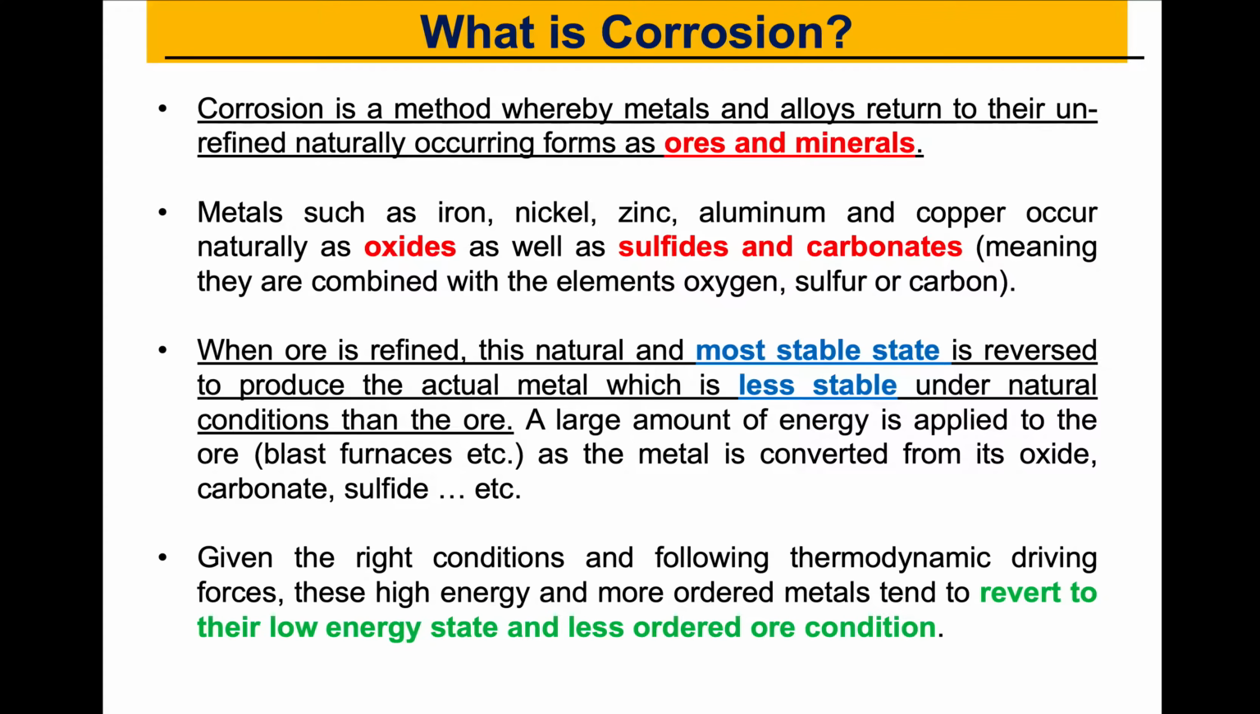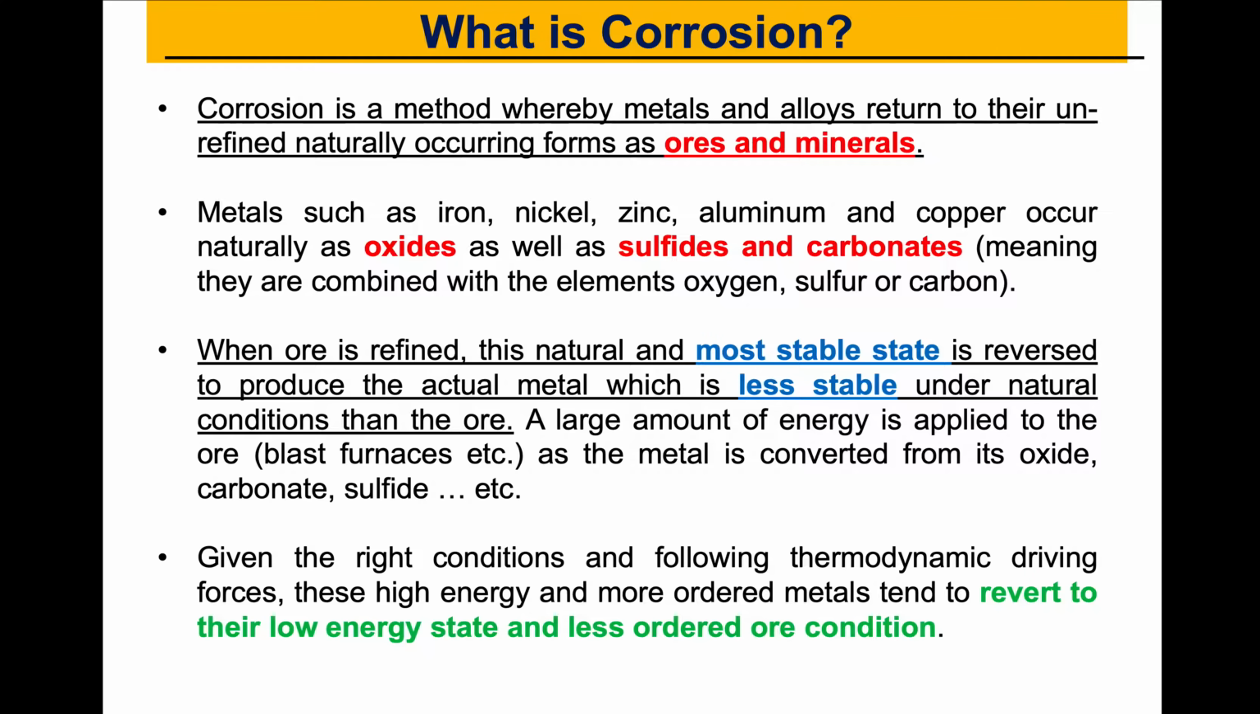So metals will revert to their lowest energy state and less ordered ore condition. And if you remember, we need to lower energy and increase entropy, that's thermodynamics. So in conclusion, corrosion is a process where metals want to go back to their lowest energy state and the less ordered condition they like to be in, which is the ore condition. In order to create metals for our applications, we need to give energy to create our refined metal. So I hope this is clear.